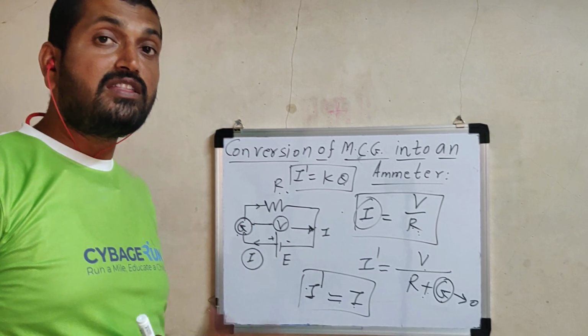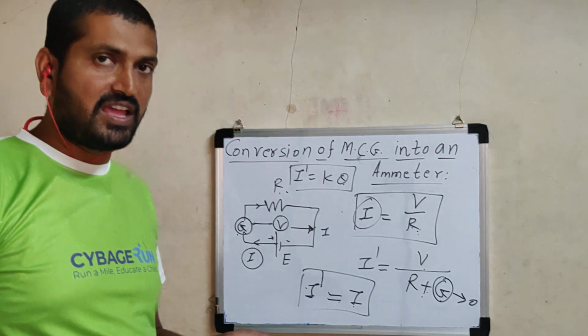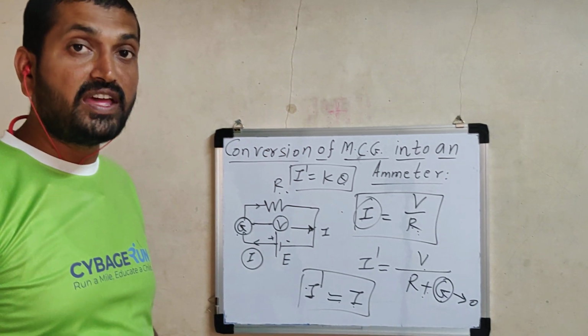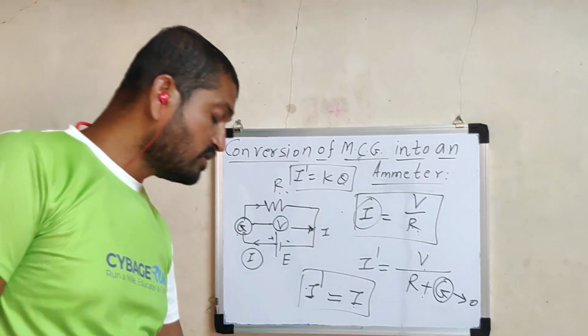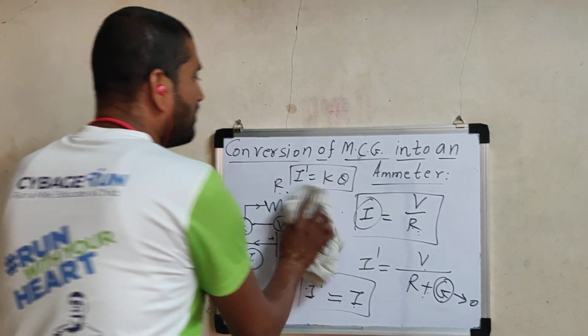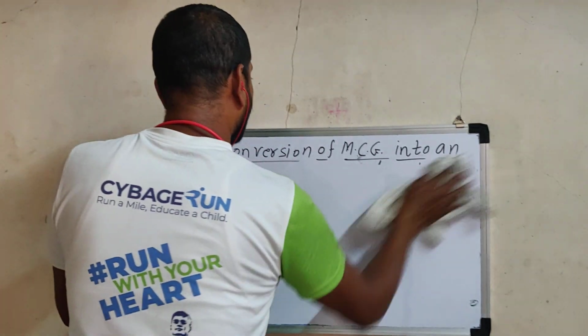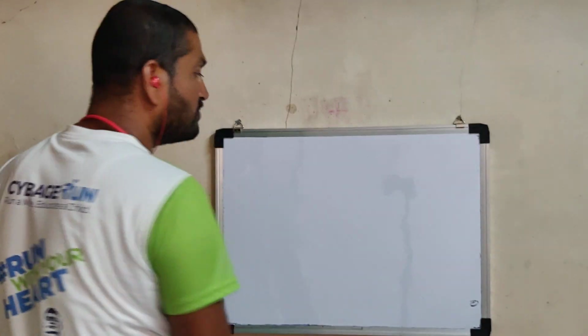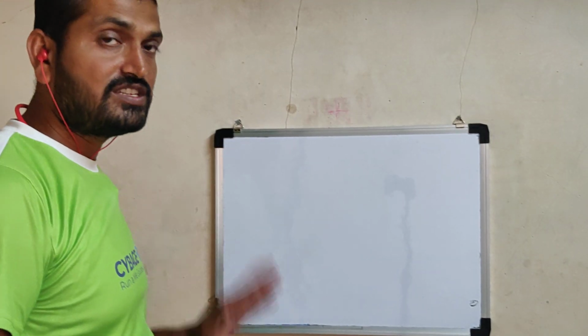Now how to decide the shunt value? Suppose we have to measure a maximum current of I ampere. So how much shunt should be there so as to measure that electric current correctly? Let us first obtain the formula to convert the given MCG into an ammeter. In order to do that, we are going to obtain the formula for the shunt resistance necessary.